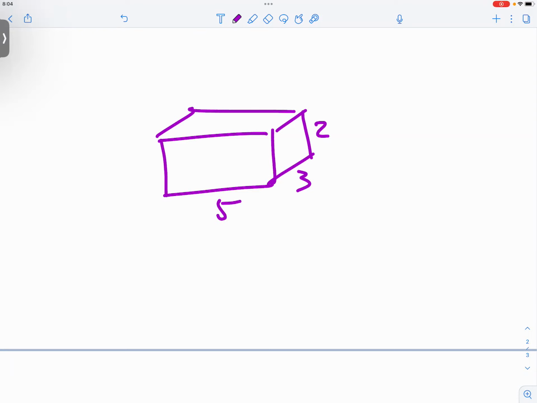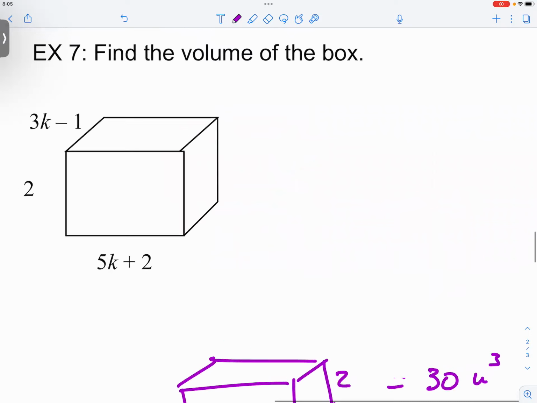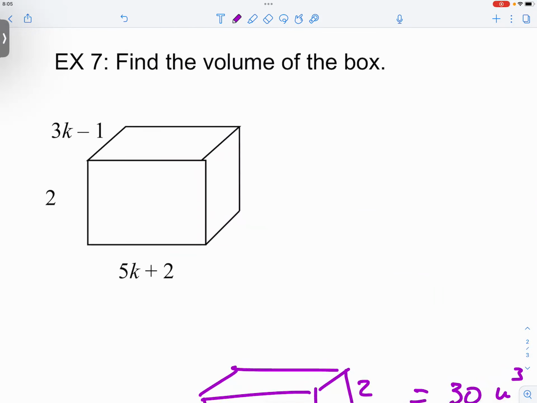What do we do? Length times width times height, which will give you a total of what? In this case, if you multiply all three numbers together, 30, right? Or 30 units cubed, right? So now, concept-wise, it's really nothing special. So now, what we're changing is just the way these numbers look.